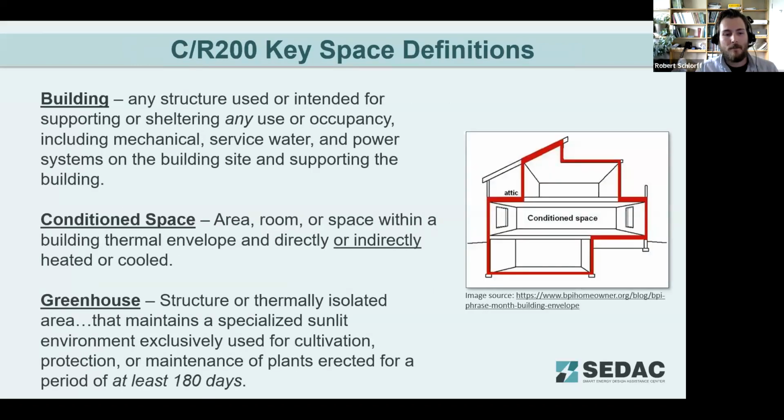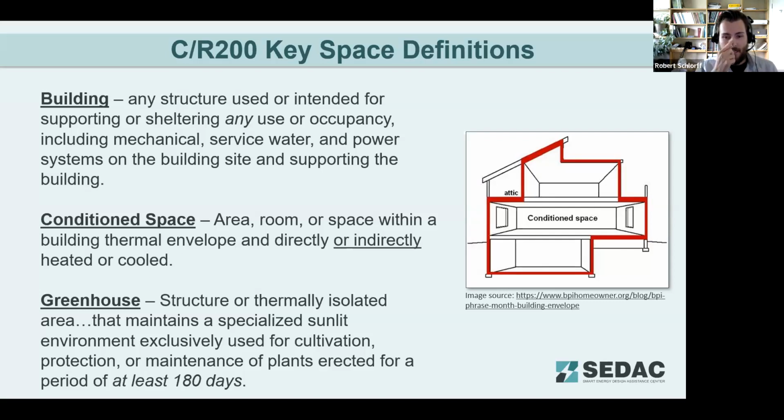Moving on here, some key space definitions, not key building definitions, but key space definitions. So first, the definition of a building. This may be a little bit broader than you might expect. Any structure used or intended for supporting or sheltering any use or occupancy, including mechanical, surface water, and power systems on the building site and supporting the building.